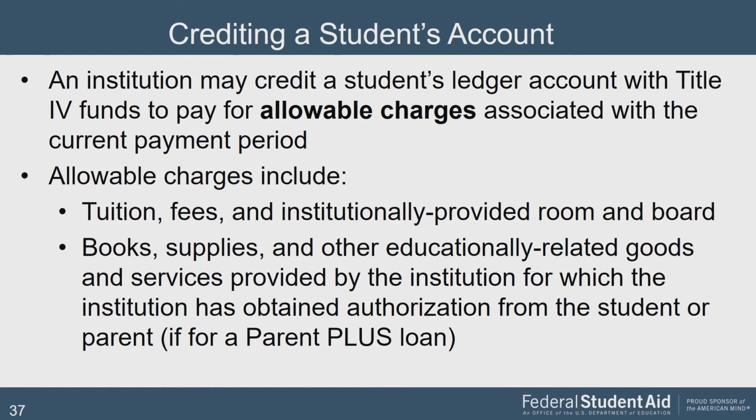Let's talk about credit balances now, because you've made the disbursement to the student. They've paid all of their tuition and fees, anything that was on their account, but there's money left over now. All allowable charges, including the tuition and fees, the books and supplies, that's all taken care of. So now you have a Title IV credit balance.